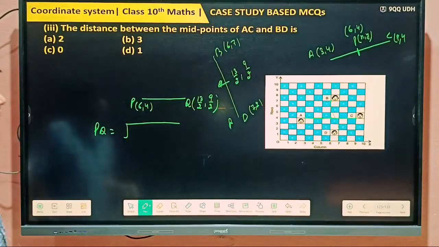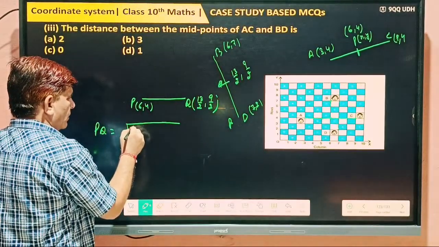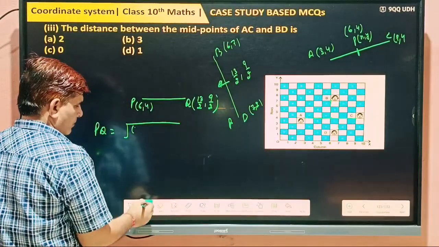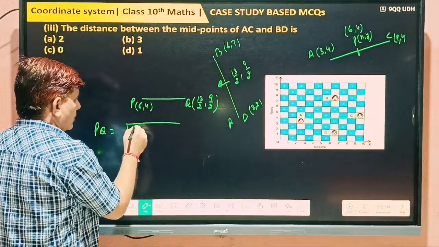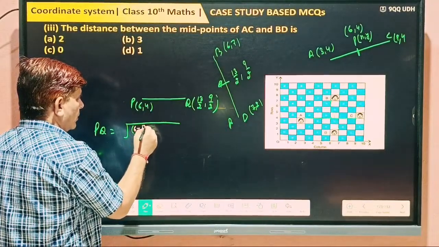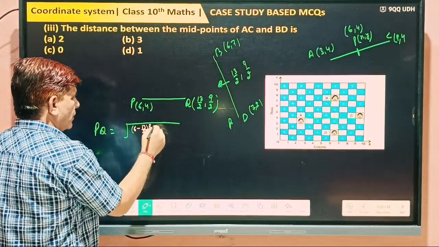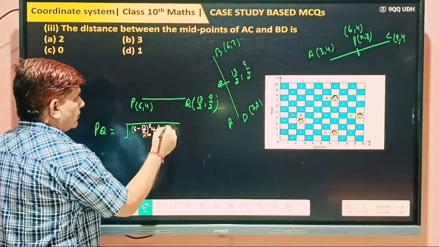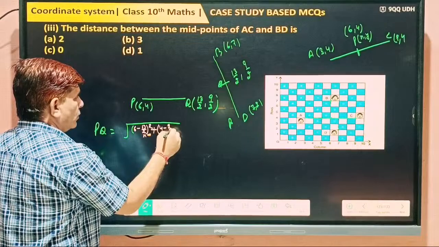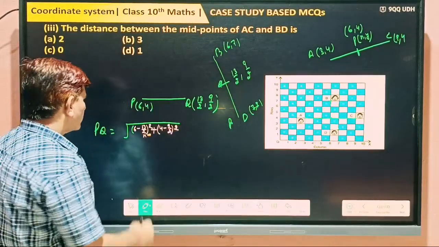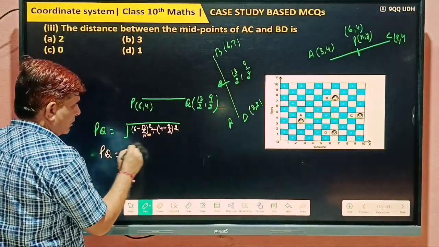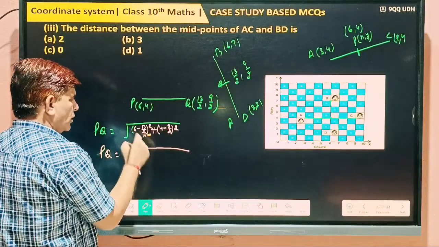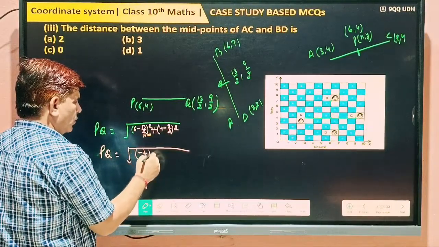So find out 6 minus this 6. 6 minus 13 by 2 whole square plus 4 minus 9 by 2 whole square. So PQ is equal to under the root, 6 minus 1 by 2 whole square.